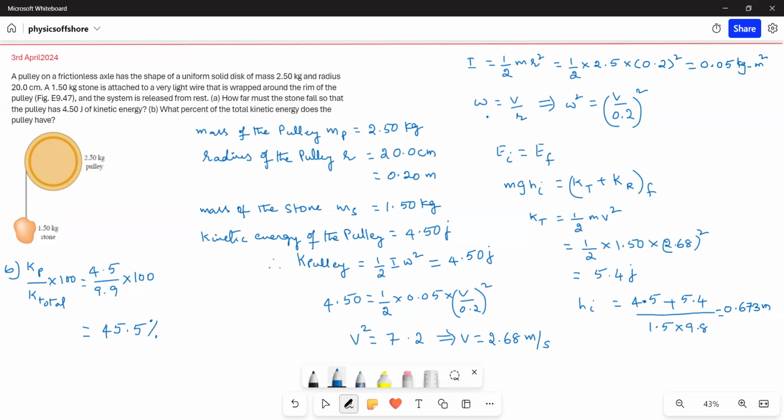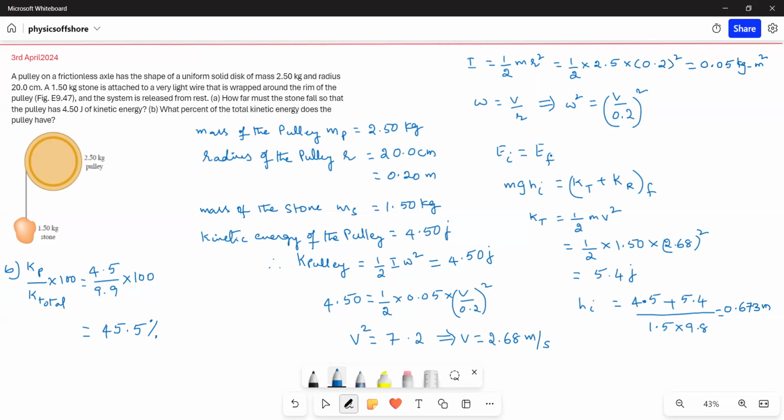Now, angular velocity omega is equal to v by r. Therefore, omega squared is equal to (v by r) squared, therefore (v by 0.2) squared. Now we substitute that here. Therefore, 4.5 is equal to half into 0.05 into (v by 0.2) squared. Now on solving, we get v is equal to 2.68 meters per second.